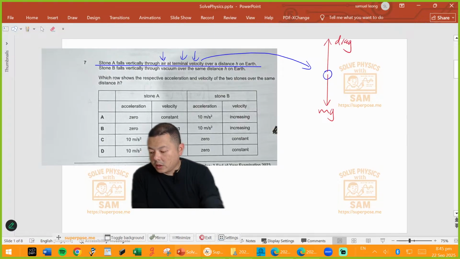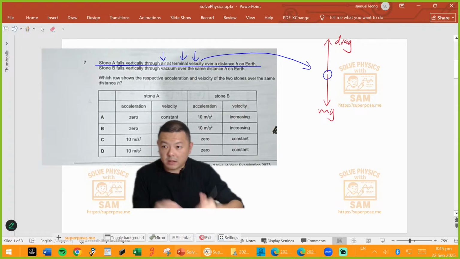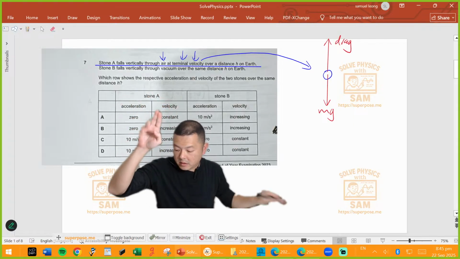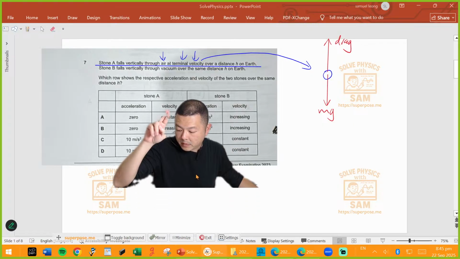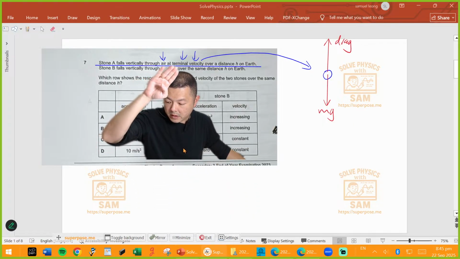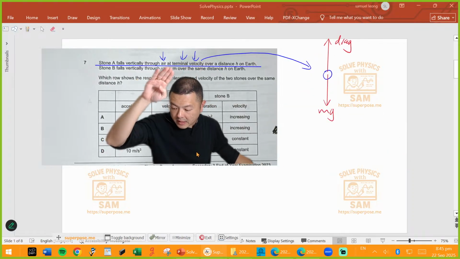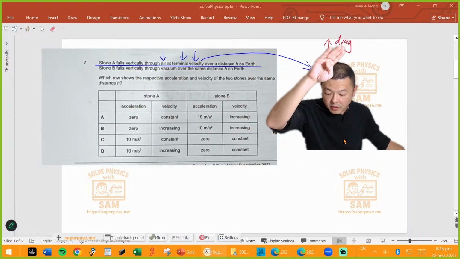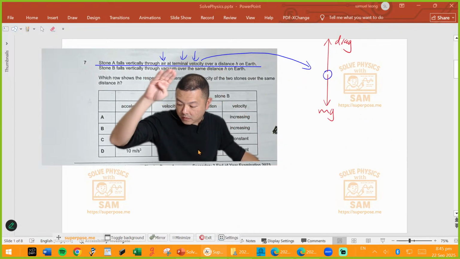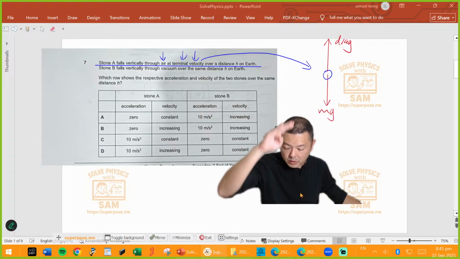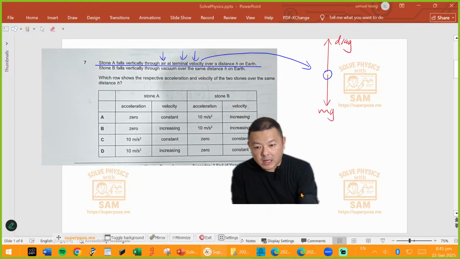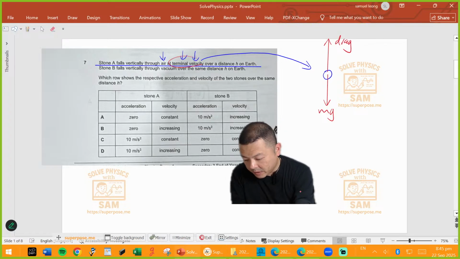Okay, so if you fall through air at terminal velocity, it means that there's drag, there's air resistance. Like I say again, I like to use the word drag because it's easy to write rather than writing the whole of air resistance, but it is drag. So drag is equal to weight. We understand that the two forces balance. That is terminal velocity.